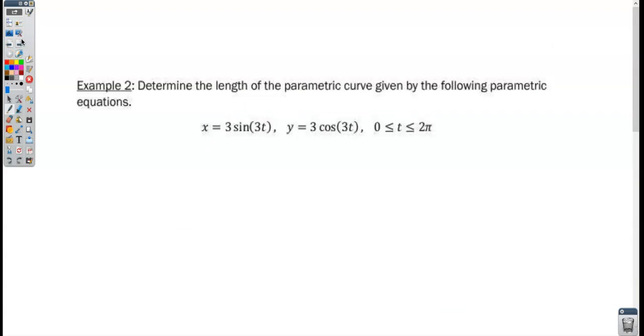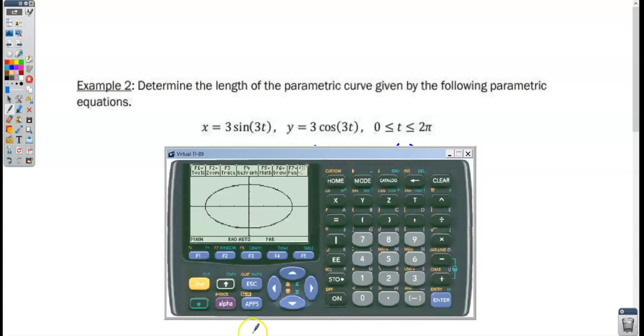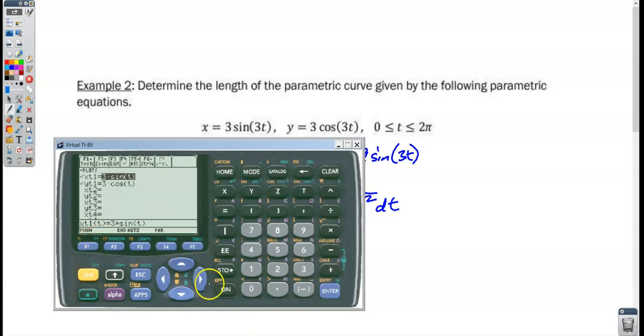All right, let's look at the next example. Determine the length of the parametric curve given by the following parametric equations. So first I'm going to take my derivatives, dx/dt and dy/dt, and set up my integrand. And so this integrand becomes the square root of 9 cosine of 3t squared plus negative 9 sine of 3t, quantity squared, with respect to t. And now I just need my limits of integration. So let's see, the only thing that changed here is we put a 3 inside the parentheses. All right, and we're still from 0 to 2 pi. Oh, I got to change this back to 2 pi from my hypothetical situation.